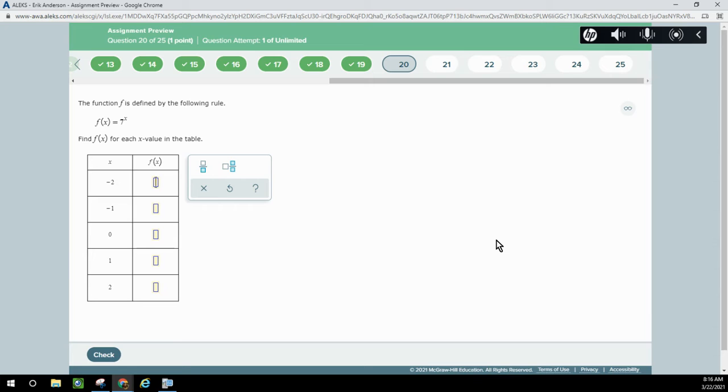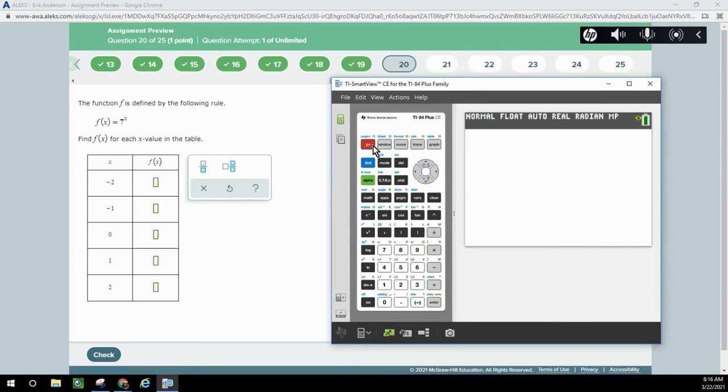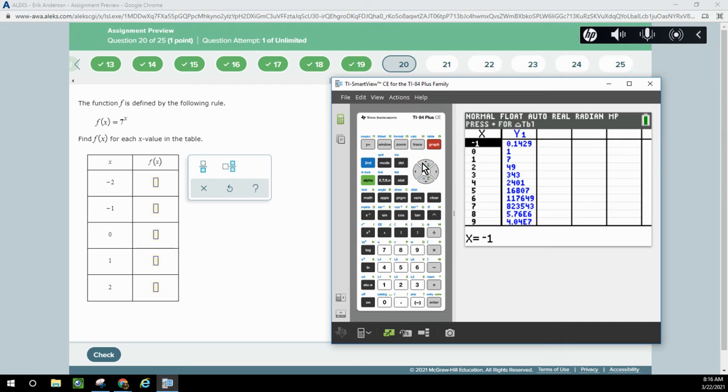These last 6 questions are about graphs. So 7 to the x is the function. Let's put this in our calculator. 7 to the x. As we look at the table, these values are decimals, but we need to think about what those would be.